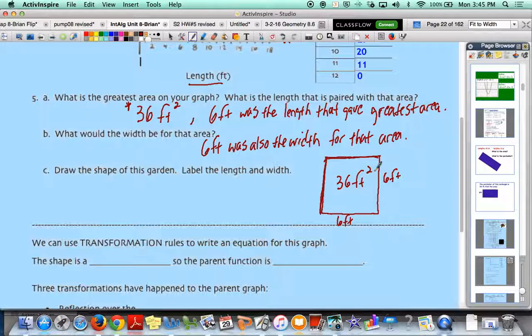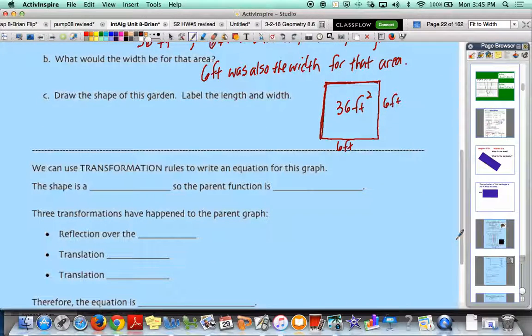Now let's think back to earlier this year when we were talking about transformations to see if we can maybe write the equation for this graph. So we know this shape is a parabola. So we know the parent function is y equals x squared. Remember, a parent function is the most original version, the most basic version of that type of graph. So if you look at the graph of y equals x squared, we know that it looks like this. It's centered right at the point 0, 0. It's centered on the y-axis.